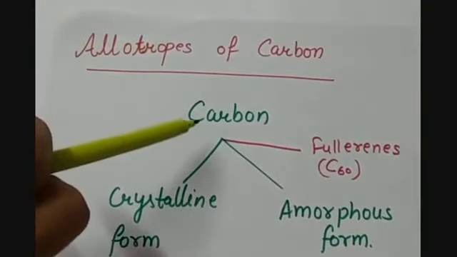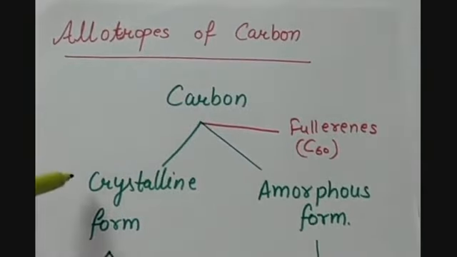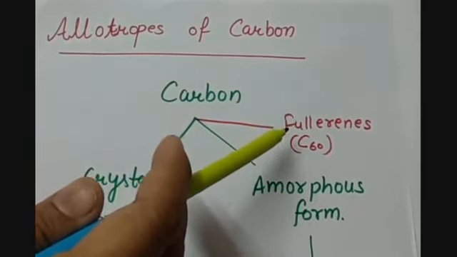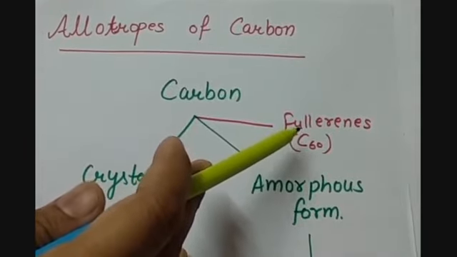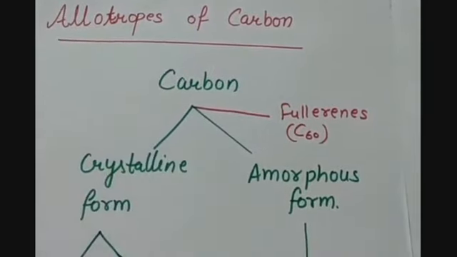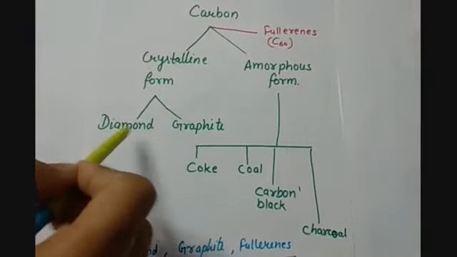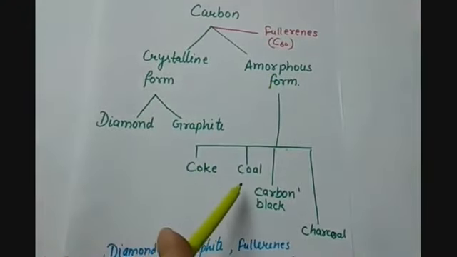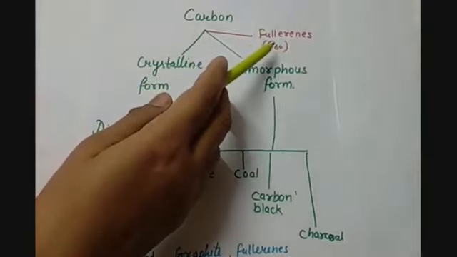Allotropes of carbon. Carbon has 3 different categories of allotropes: crystalline form, amorphous form and fullerenes. Fullerenes is the third type of allotrope, which has been developed recently. In crystalline form we have 2 types, diamond and graphite. In amorphous form, we have many like coke, coal, carbon black, charcoal, and fullerenes is the third category.